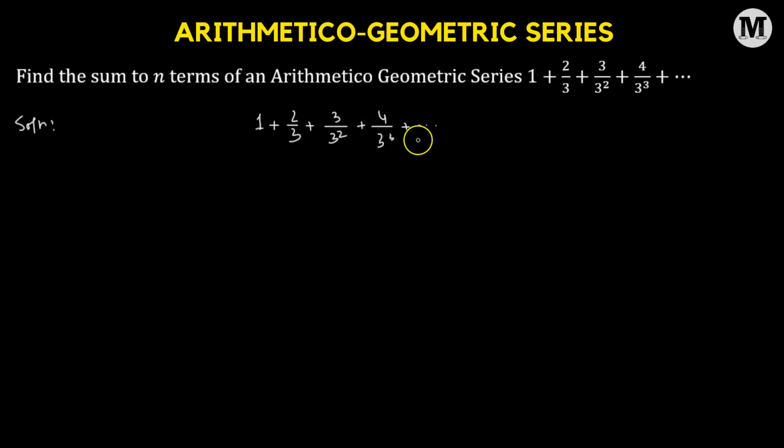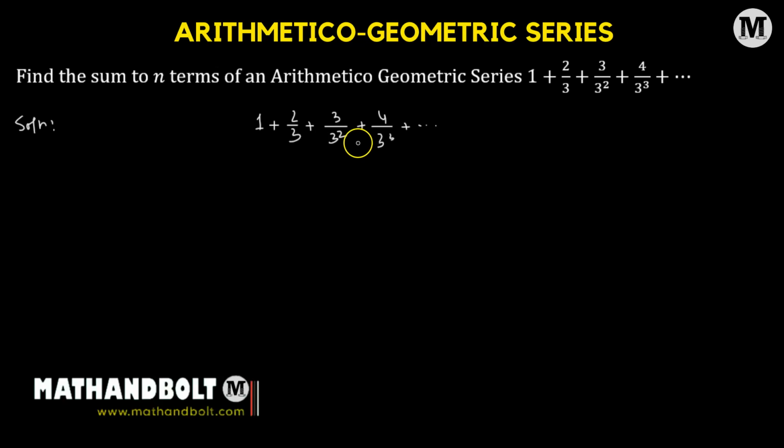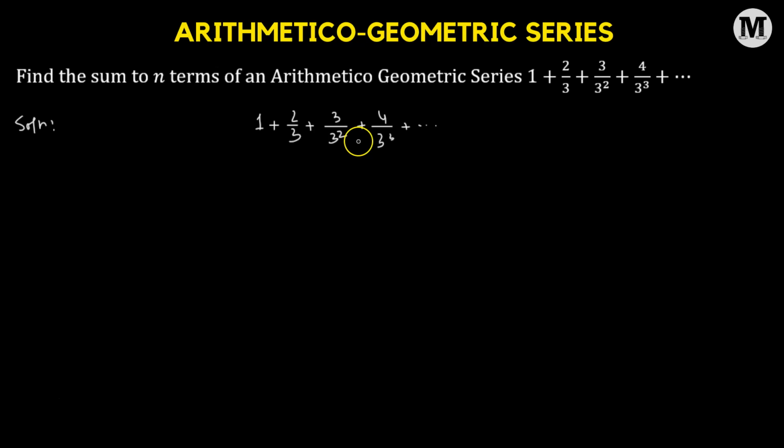Now this series is not an arithmetic series because it does not have a common difference. Also, it is not a geometric series because it does not have any common ratio. However, this particular series is composed of both an arithmetic as well as a geometric sequence. So our first task will be to separate the two sequences. For this, we are going to rewrite the terms.